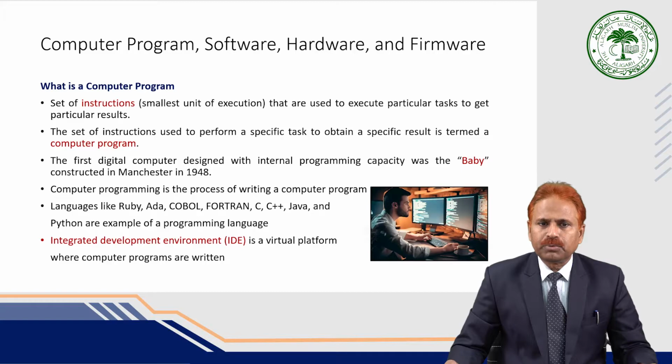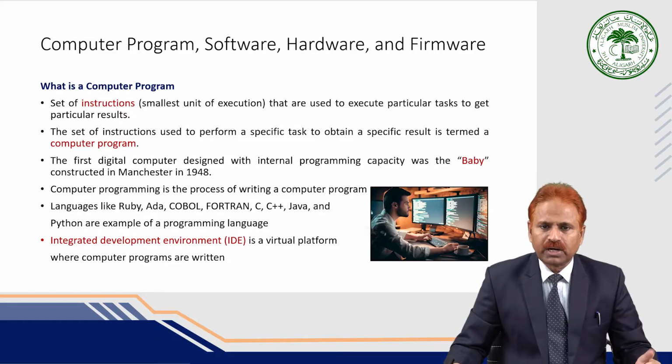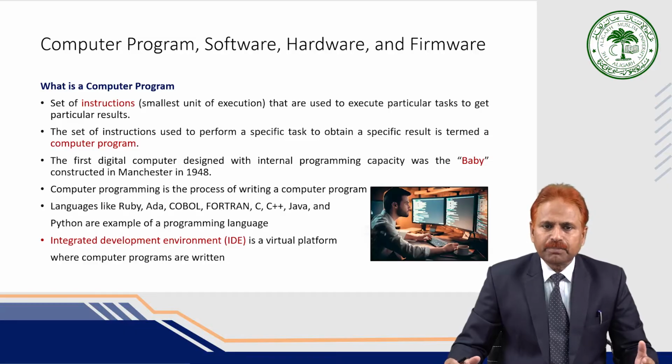The first digital computer designed with internal programming capacity was the Baby, constructed in Manchester in 1948. Computer programming is the process of writing a computer program. Languages like Ruby, Ada, COBOL, Fortran, C, C++, Java, and Python are examples of various programming languages. An integrated development environment is a digital platform where computer programs are written, compiled, and executed.